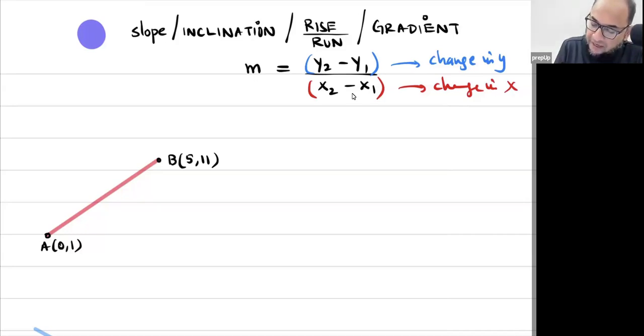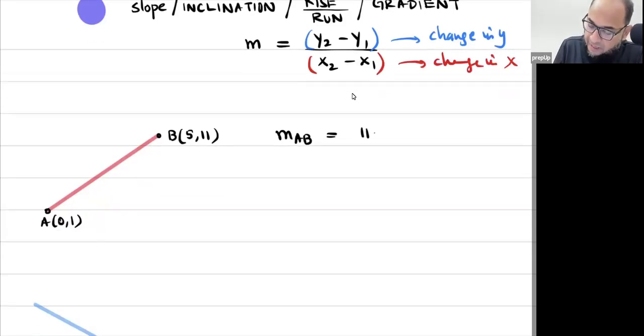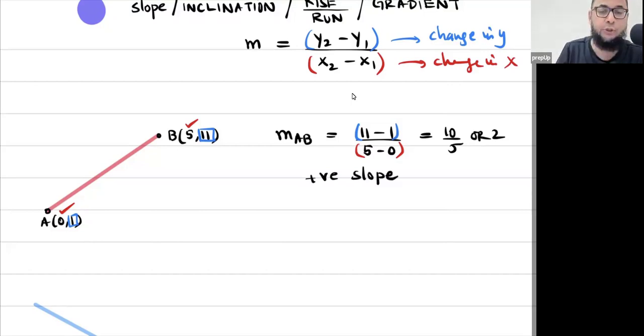So now over here, if I calculate the gradient of AB, that is 11 minus 1 over 5 minus 0. This is 11, this is 1, and this is 5, this is 0. So therefore, this is 10 over 5, which comes out to be 2. This is a positive slope. The calculation says it all. Pretty basic. Let me move my picture from this side to this side. Okay, that makes more sense.